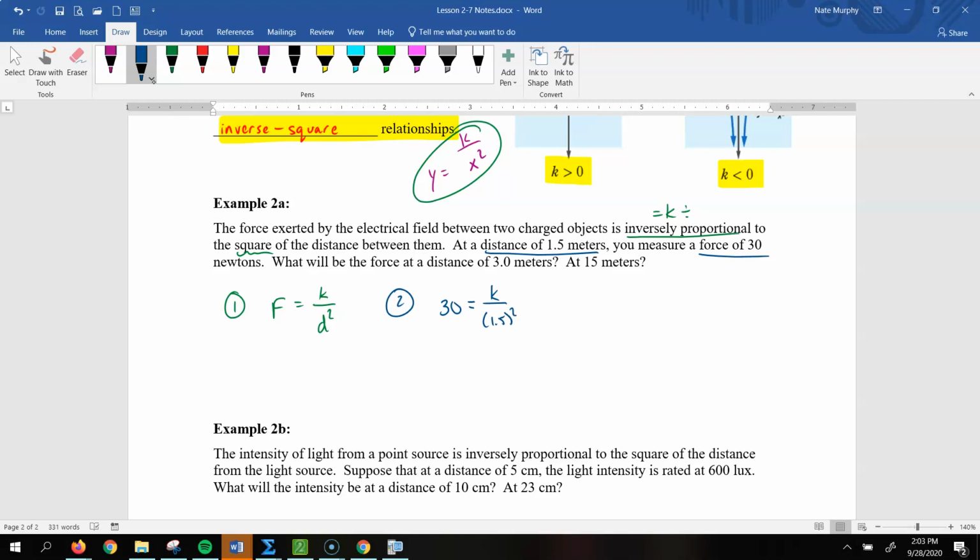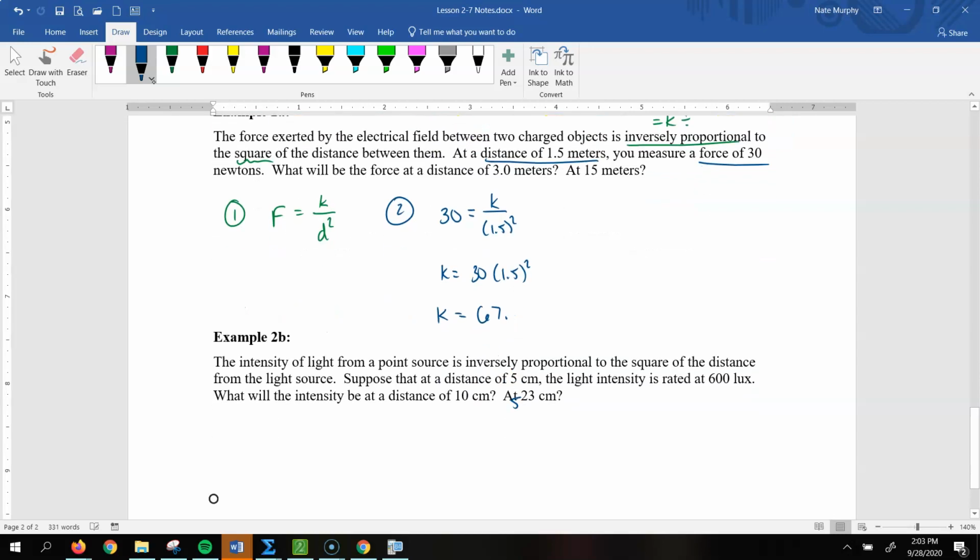Now to solve for k, remember earlier I said we always, to get rid of the fraction, multiply by whatever's in the denominator. So we do the same thing here. So to find out what k is, you can just type in your calculator 30 times 1.5 squared. And when you do that, you get your value for k, which is 67.5. So there's your value for k.